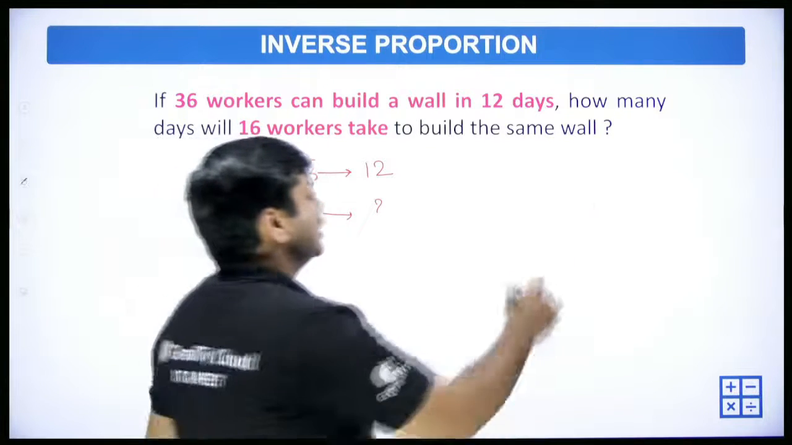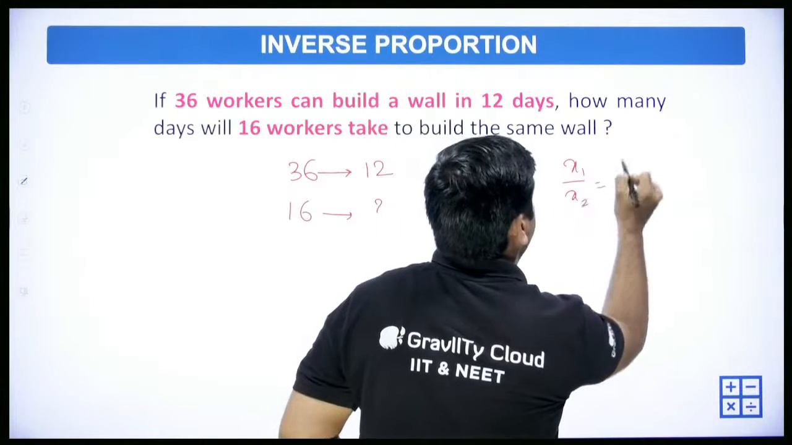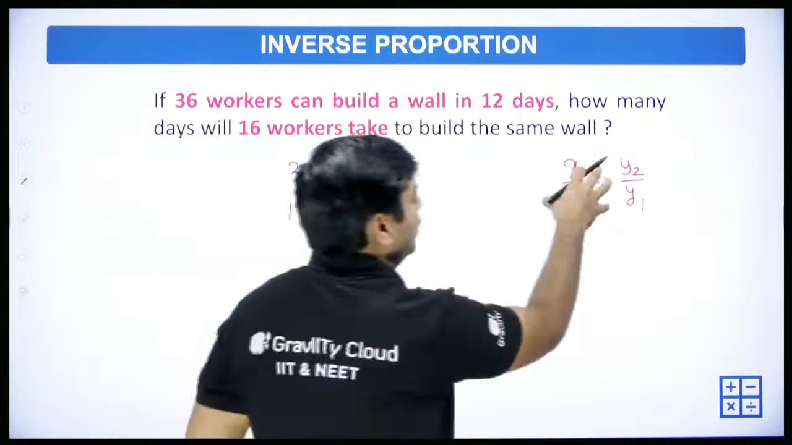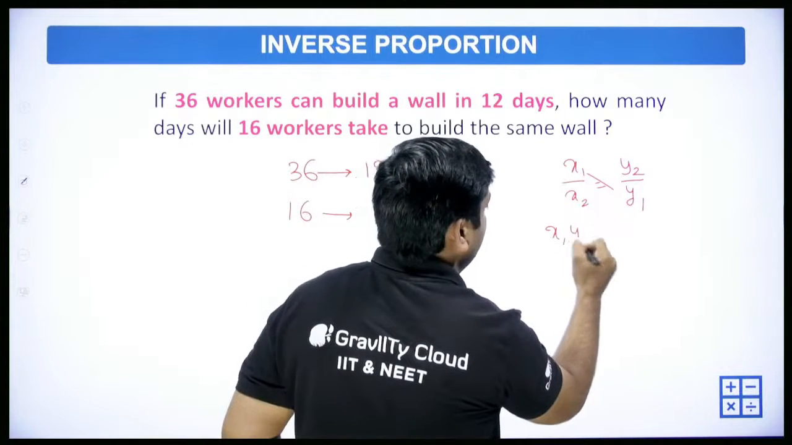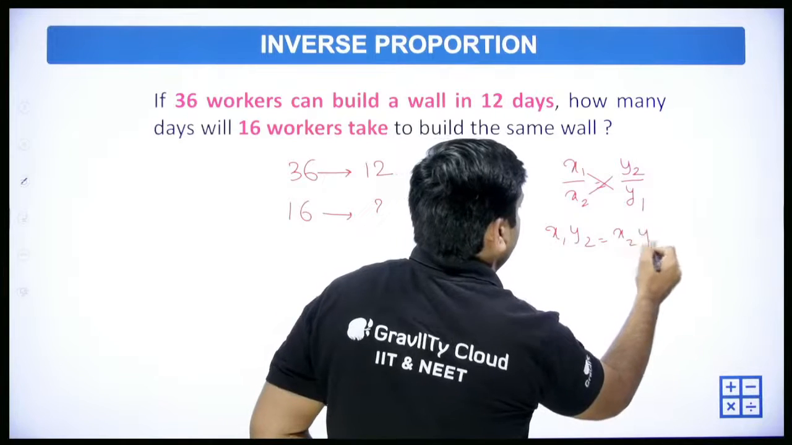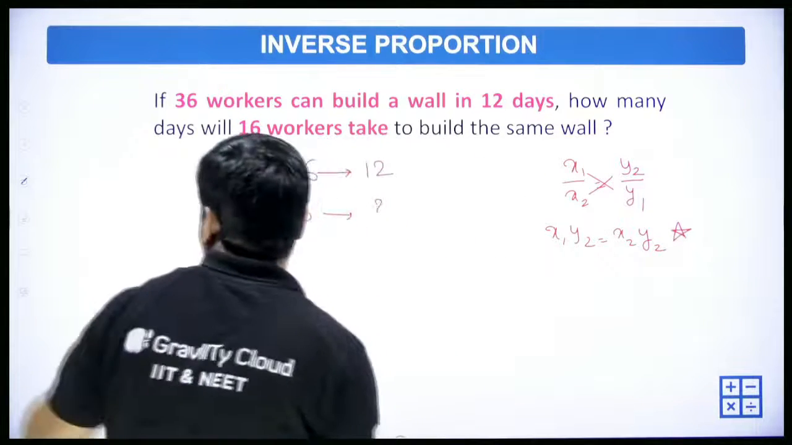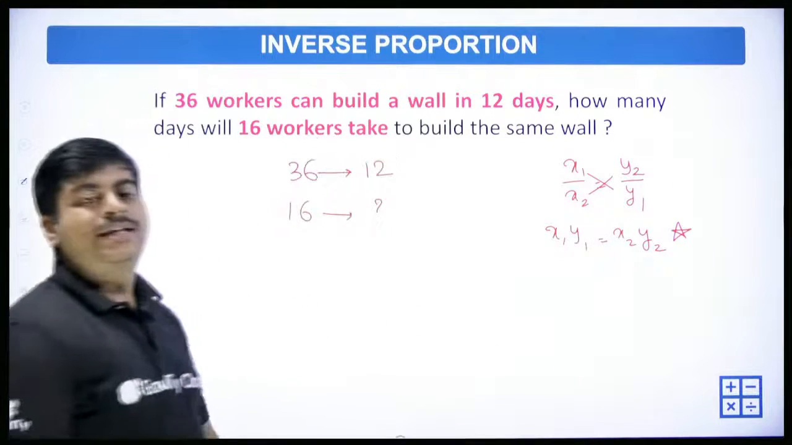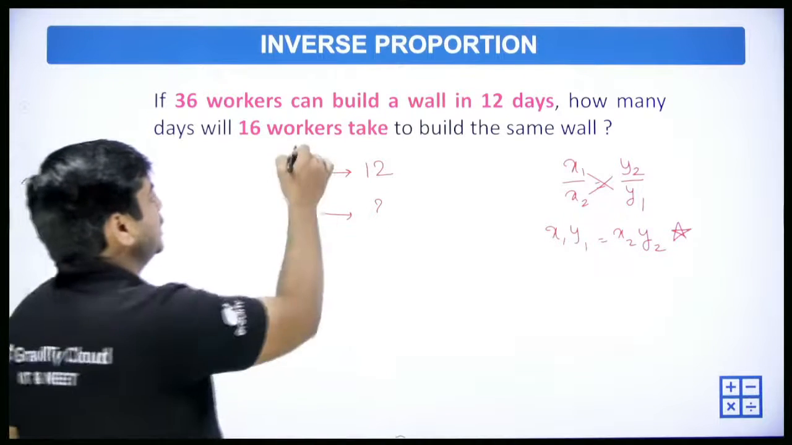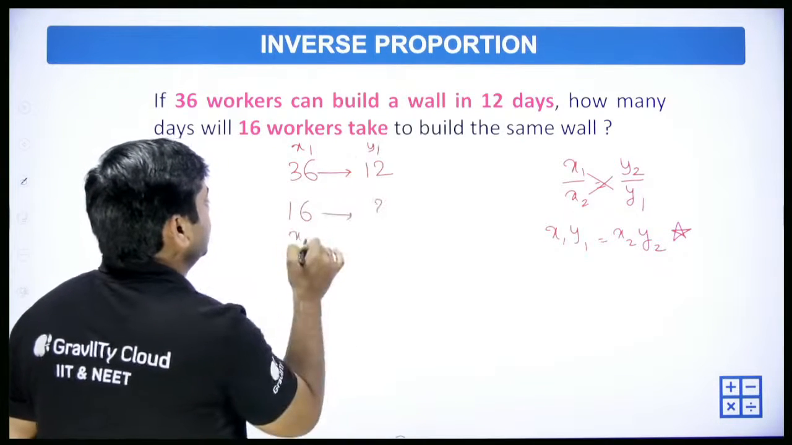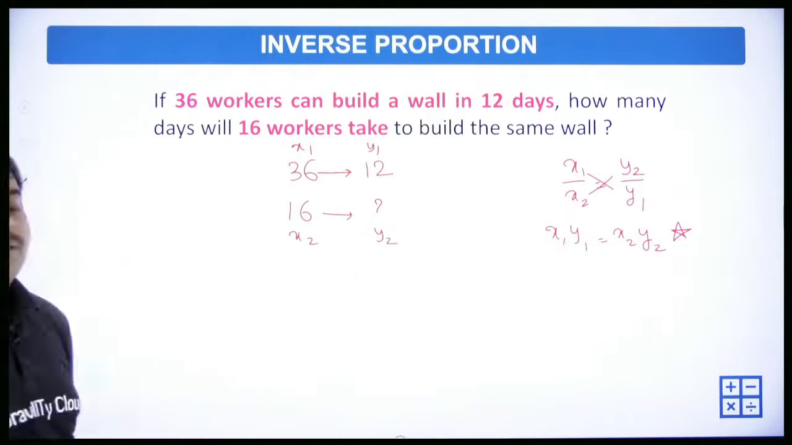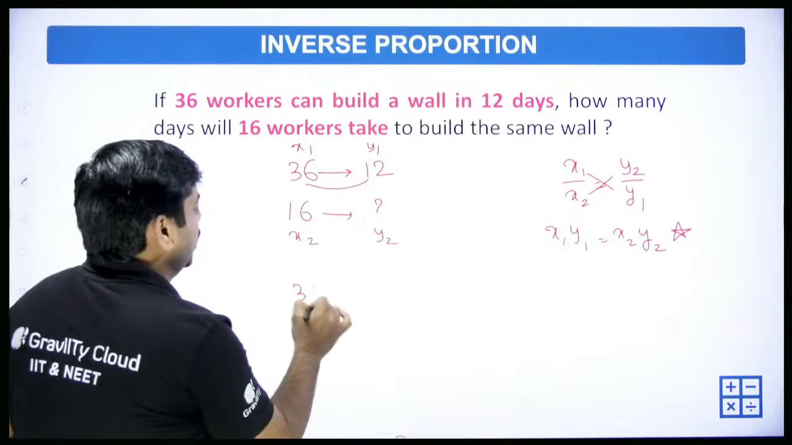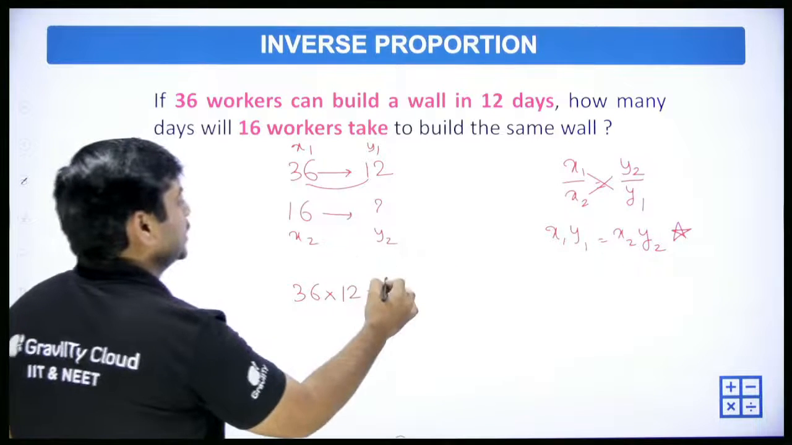And in inverse proportion, just now we discussed x1 by x2 is equal to y2 by y1. Or you can also write the same relation as cross multiplication, x1 y1 is equal to x2 y2. So we try to use this relation. This is x1, this is y1, this is x2, this is y2. x stands for number of workers and y stands for number of days. x1 into y1, 36 into 12, is equal to x2 into y2, so 16 into y2.